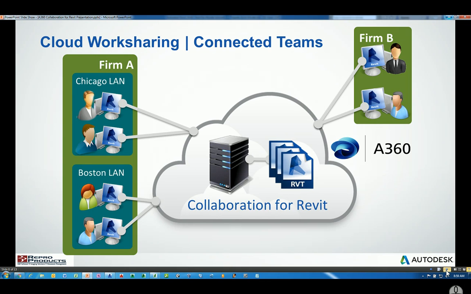It gives us the ability to have multiple firms in multiple locations, for example, Firm A in Chicago and Boston, to work with Firm B, maybe a structural engineering firm, in a different location to collaborate into a single Revit model on a single location.